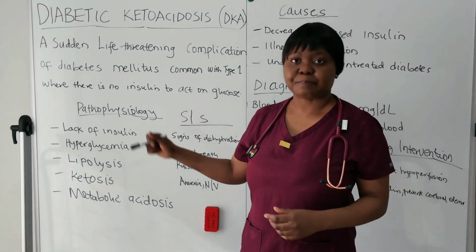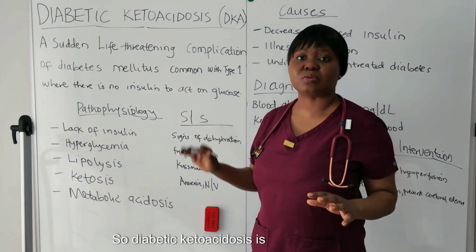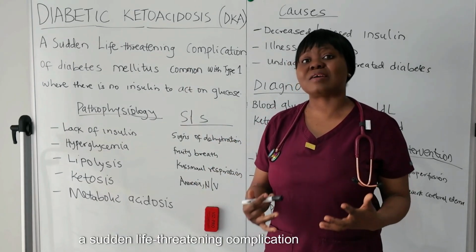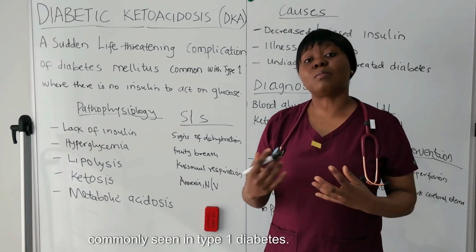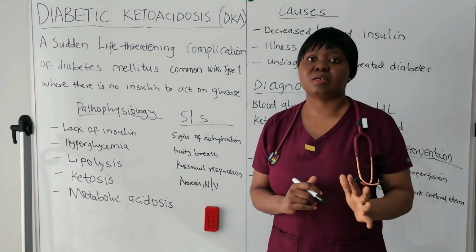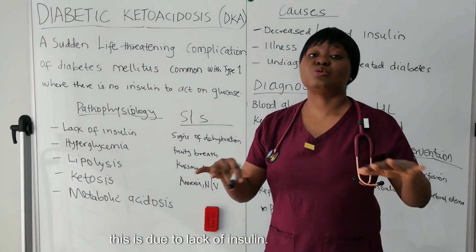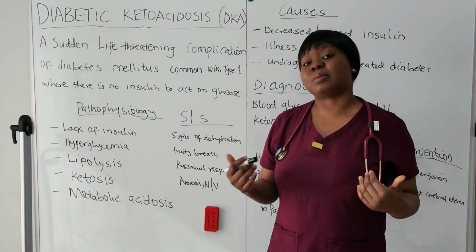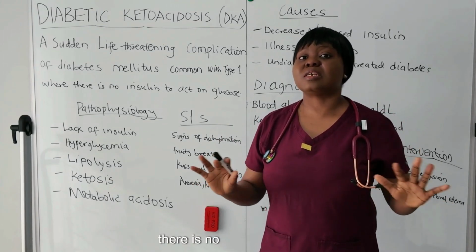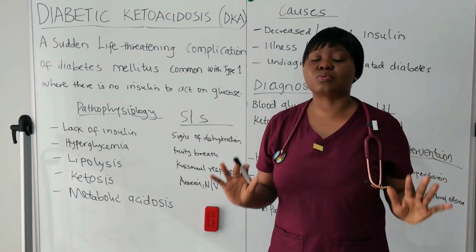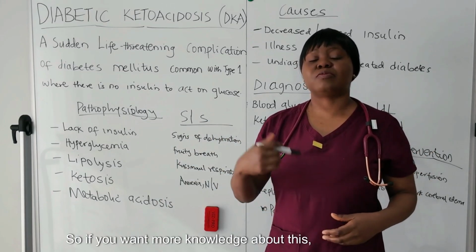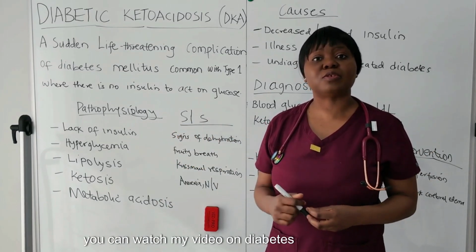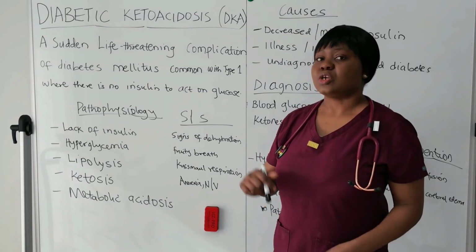So let's start. Diabetic ketoacidosis is a sudden life-threatening complication of diabetes mellitus, commonly seen in type 1 diabetes. This is due to lack of insulin. Remember, in type 1 diabetes, there is no insulin to work on the glucose, to take that glucose to the cell. So if you want more knowledge about this, you can watch my video on diabetes mellitus.